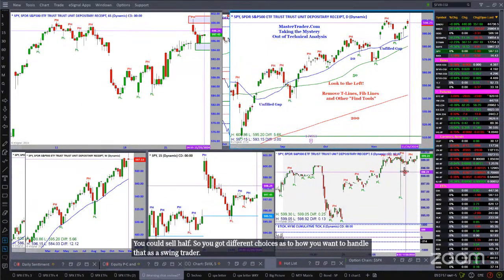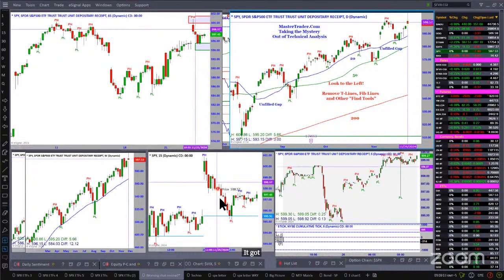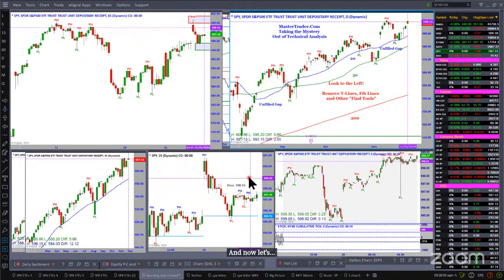From an intraday trading point of view, we see the pullback into the gap fill. It got bought and came up a little bit. And now where is it at? I see my cursor. It's up at resistance. On the 15-minute chart, we see a little more detail there. And it's inside yesterday's range, but it's at this resistance area.